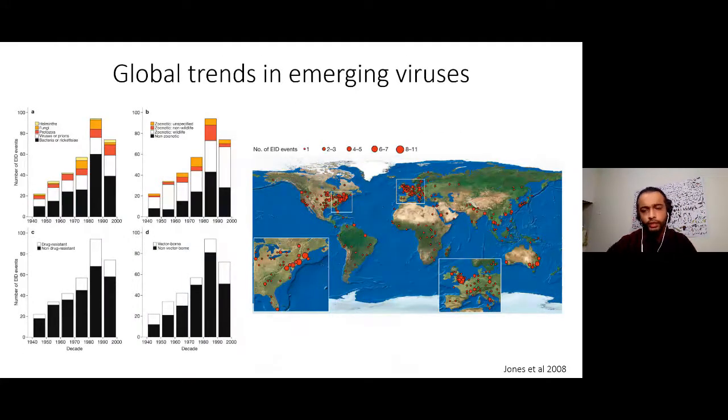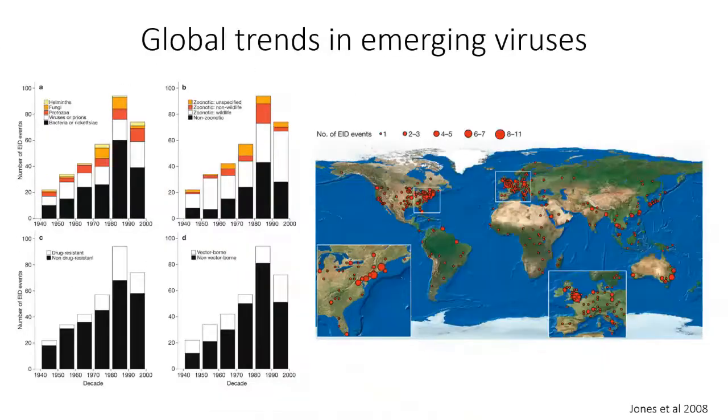These are two figures from a very seminal paper that came, I guess, in 2008 in the journal Nature, which is a very reputed journal. This was probably one of the first few papers that started talking about emerging viruses and emerging pathogens from wildlife. As you can see here on the left, there are different numbers of emerging infectious disease events shown on the bar plots.